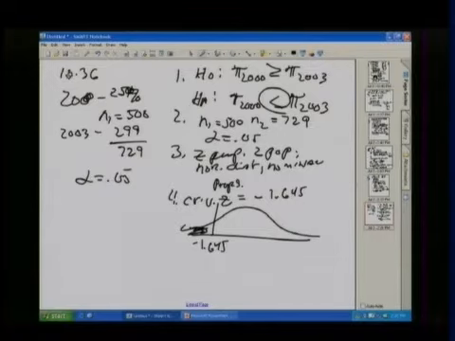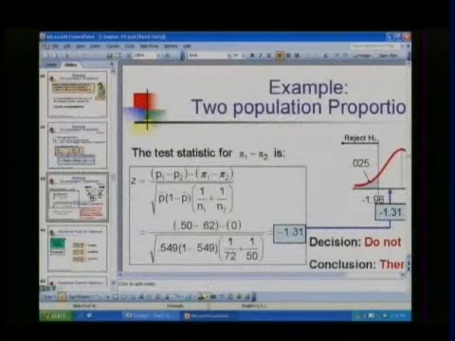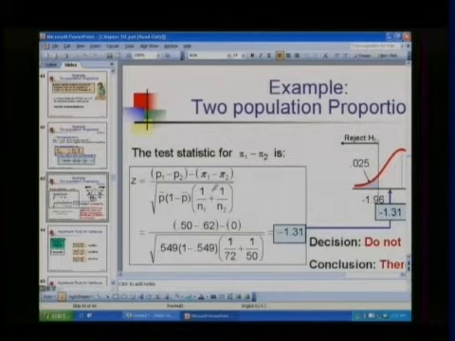So I'm ready for step 5. Before I go into step 5, however, remember I need to find a p-bar value. Notice in my formula I need p-bar, so I'm going to have to calculate that first. I'm also going to have values for p1 and p2. So let's go back over here.